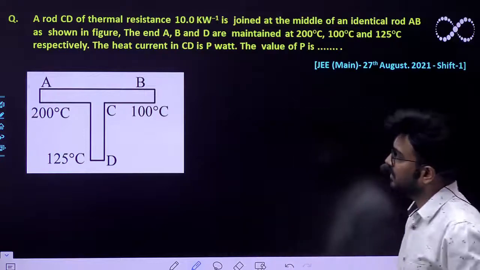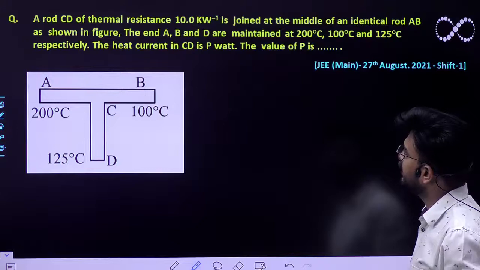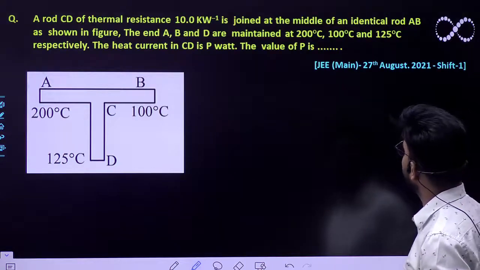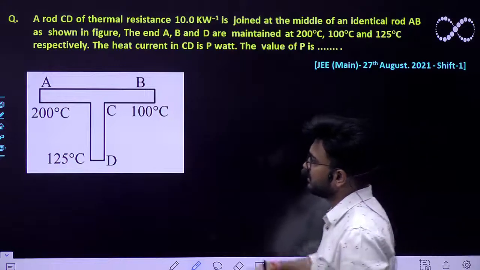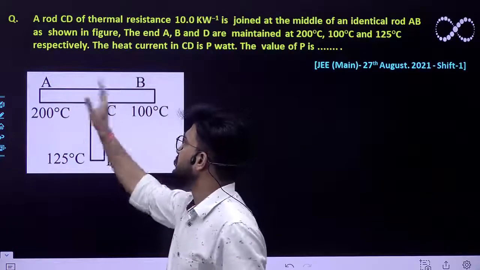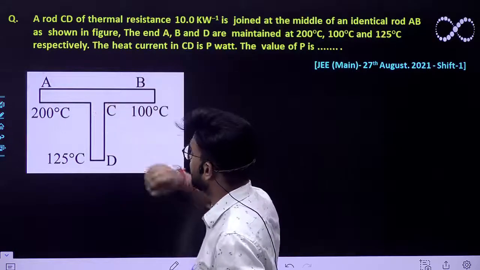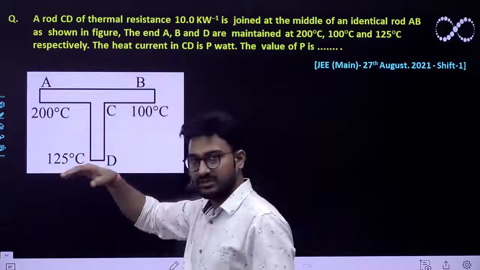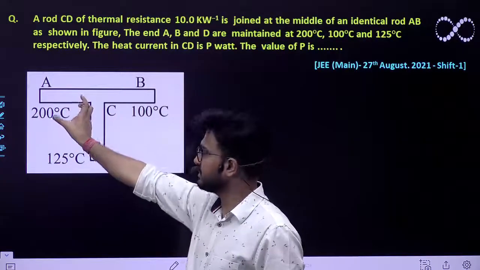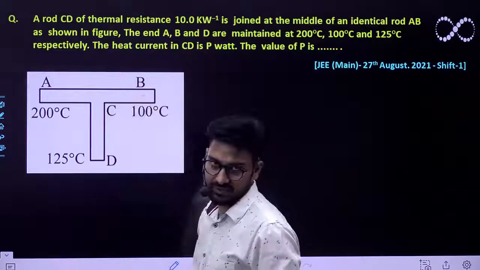The question says, a rod CD of thermal resistance 10 Kelvin per watt is joined at the middle of an identical rod AB as shown in the figure. So this CD portion is identical to this AB portion and it is joined in the middle. So this CD portion has a thermal resistance of 10. So this AC would also have a thermal resistance of 5, since it is a half portion of the rod, and CB also would have a thermal resistance of 5.